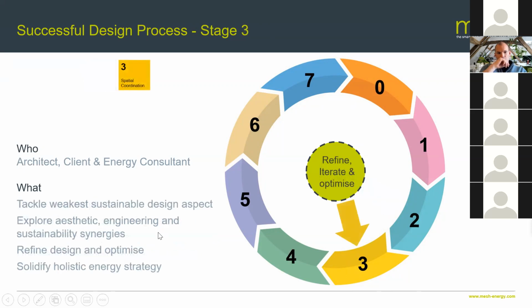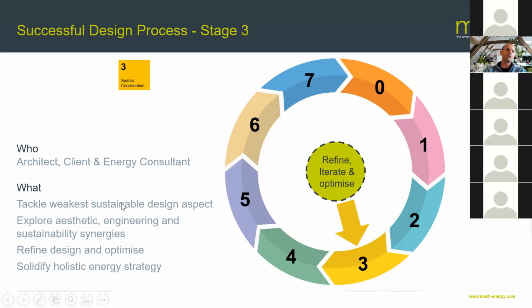In stage 3, you may involve the structural engineer at this point as well, just to make sure, if your design is a bit more progressive structurally, that everything's okay. But again, you get into this refined design, optimize and iterate phase, and solidify your energy strategy as a result for the project.